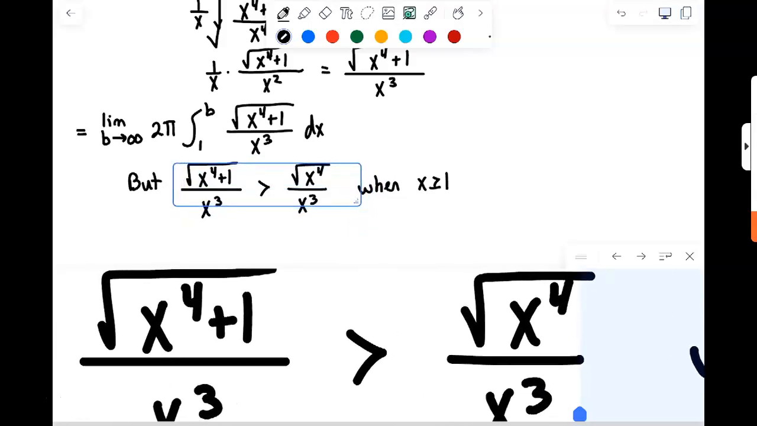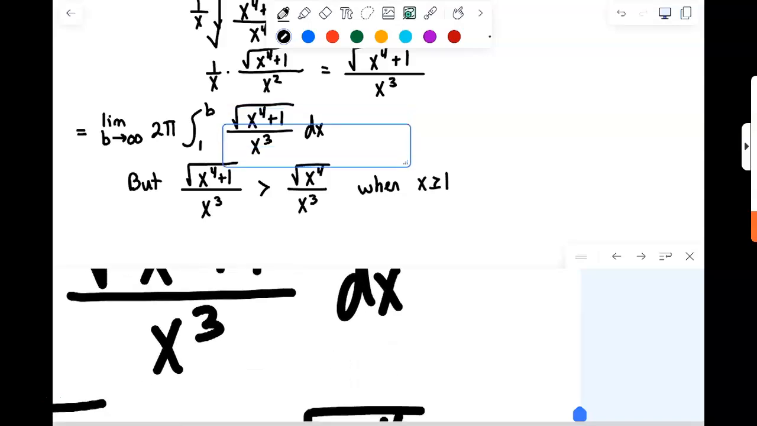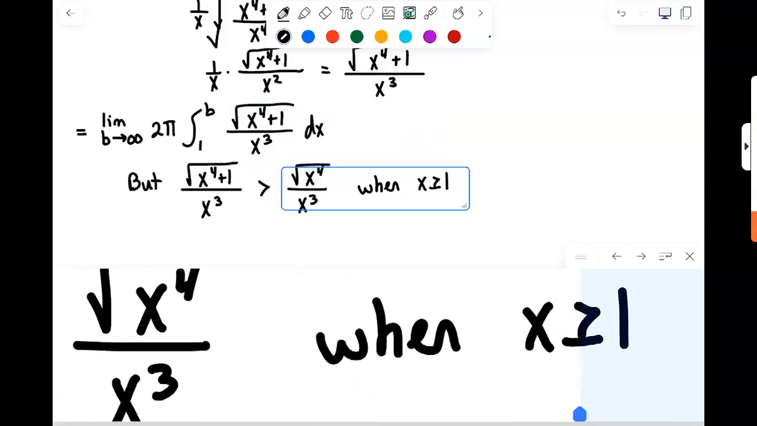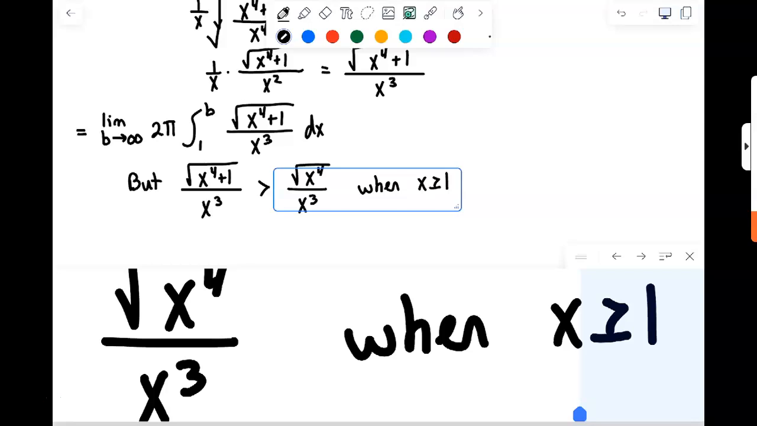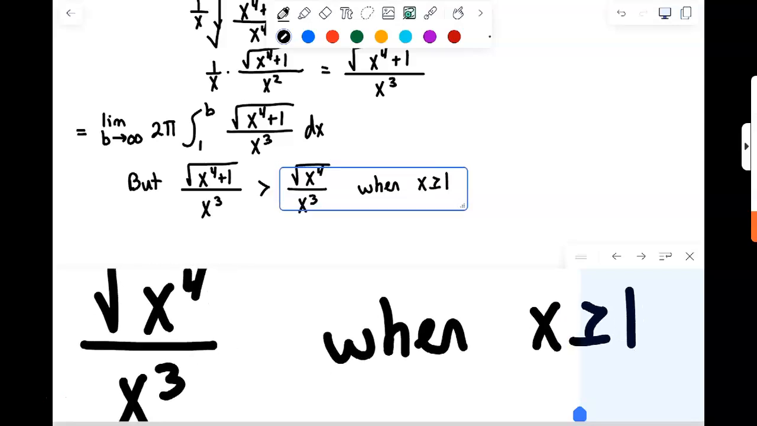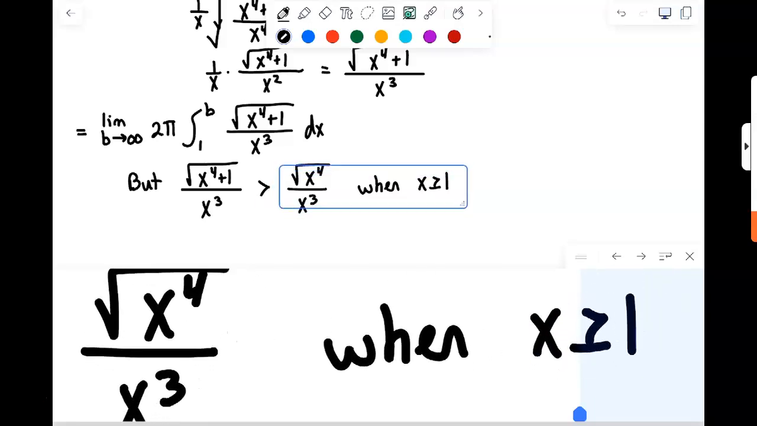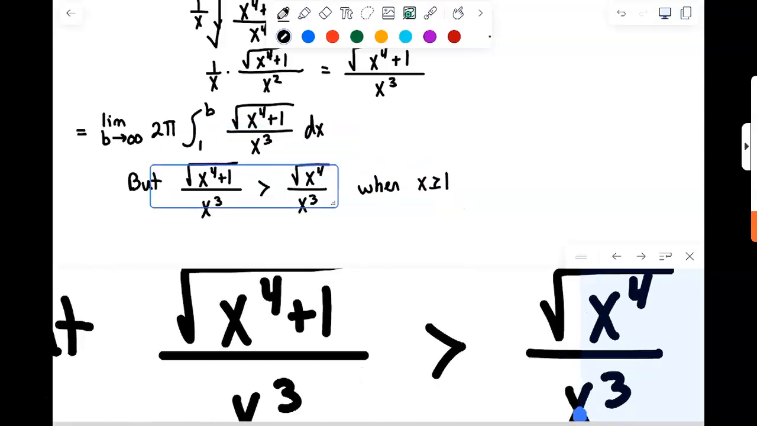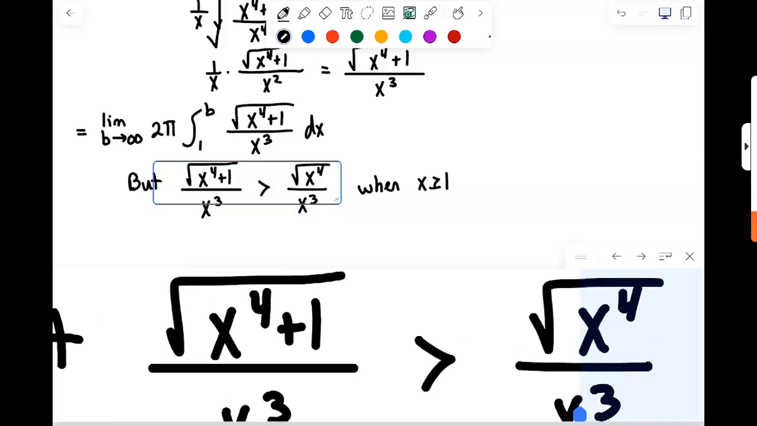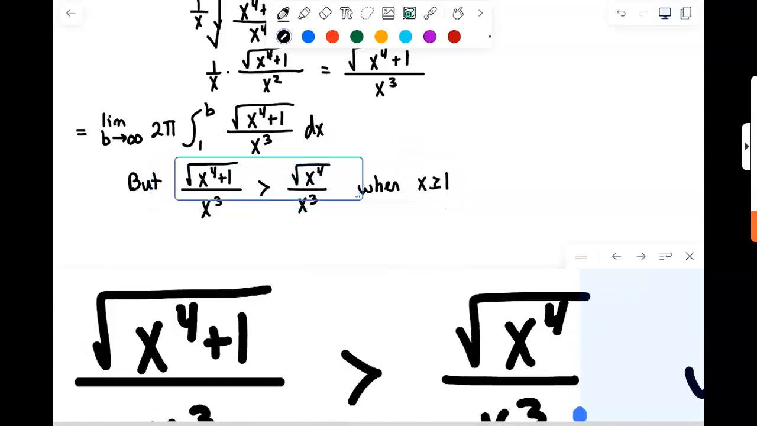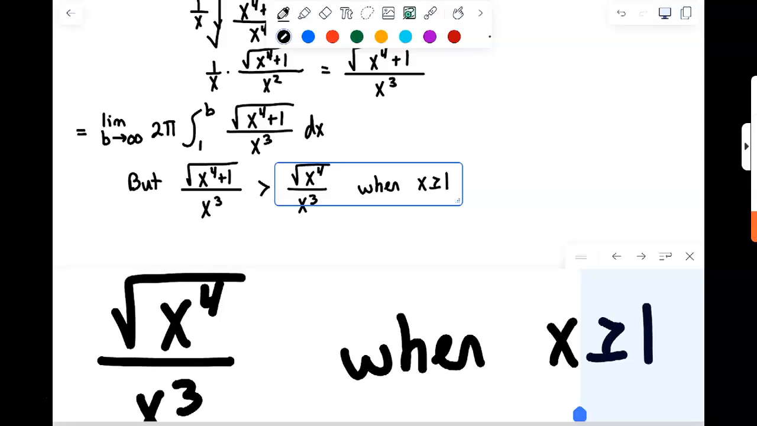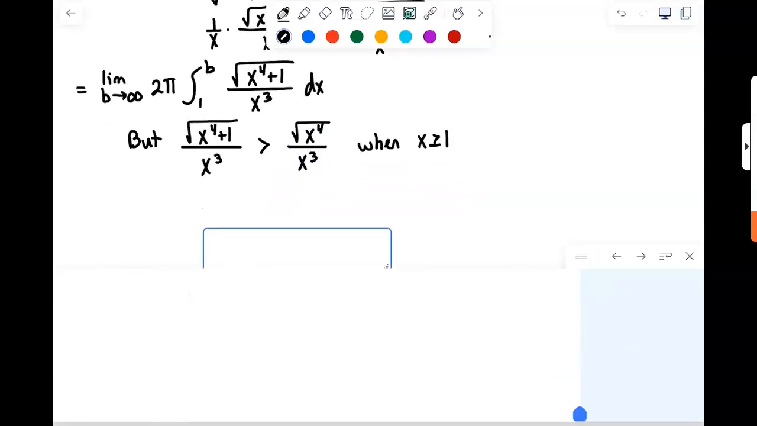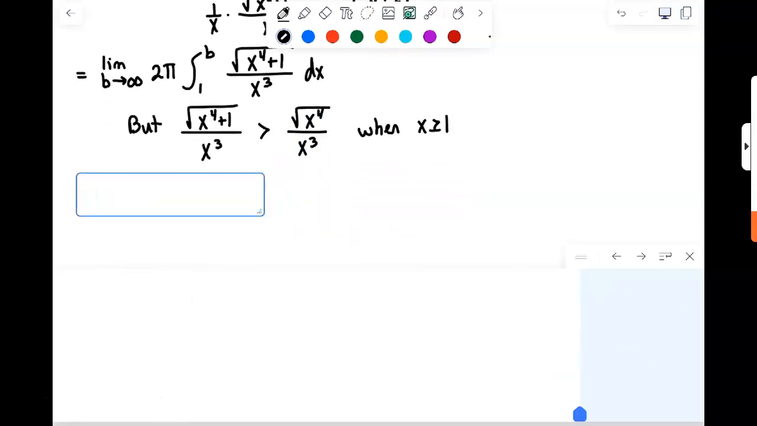That means that this function here is always going to be above this function. So I turn and consider the integral of this function. Whatever answer I get for the integral of this second function, the integral of the other function has to be bigger than it. So I work this out and see what it gives me. So we consider that limit.